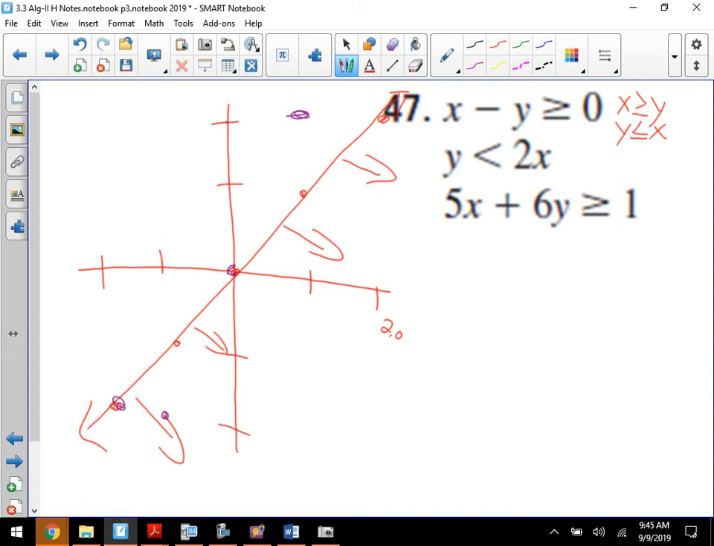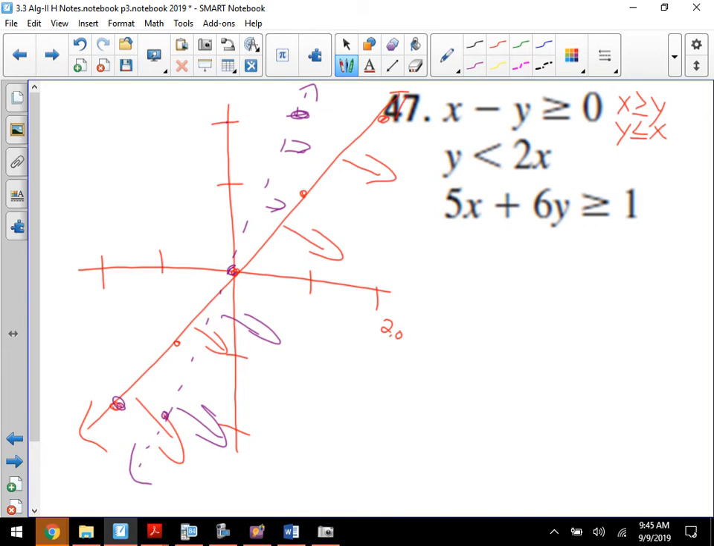All right, so these guys are dotted. Okay. Hey, look at that. There's a nice, easy test point again I can use. What's 2 times 2? 4. Is 0 smaller than 4? Yes. So it's shading that direction again. Okay, it's shading that way again.